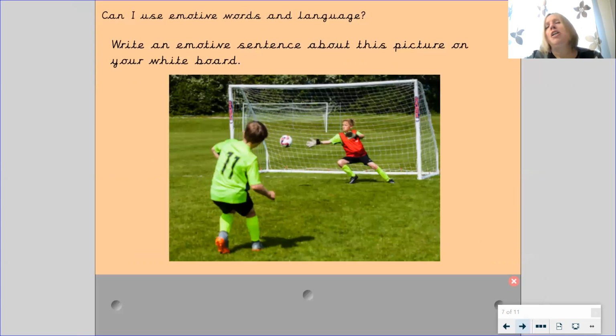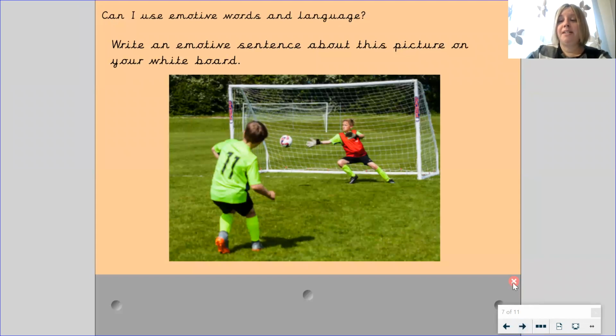I want you to look at this picture carefully and look for clues in the picture to see if you can write your own emotive sentence about this picture on your whiteboard. So you've got to create that reaction in the reader. Look at how the boys might be feeling. Look at what they're doing. See if you can write a sentence. Pause your video.